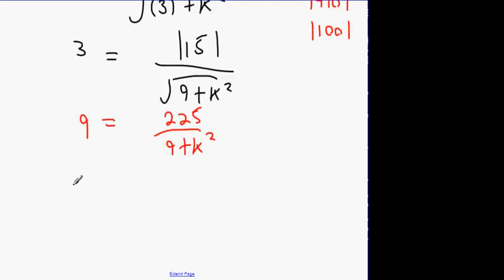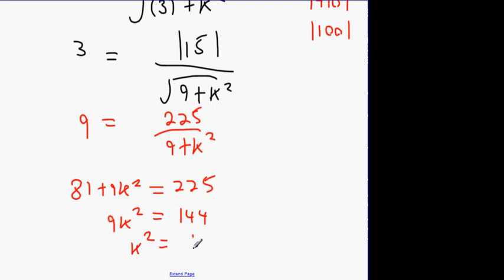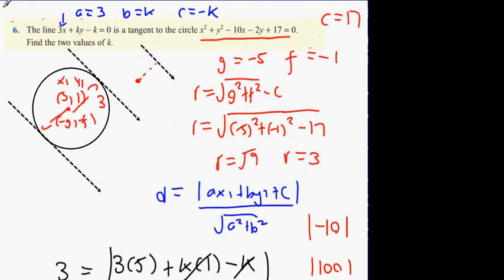Cross multiply, we're going to get 81 plus 9k squared equals 225. 225 take away 81, guys. Anybody? What? Minus 144. 144, yeah. Divide by 9. 16. K therefore equals plus or minus 4. And 0.2 k. Done.